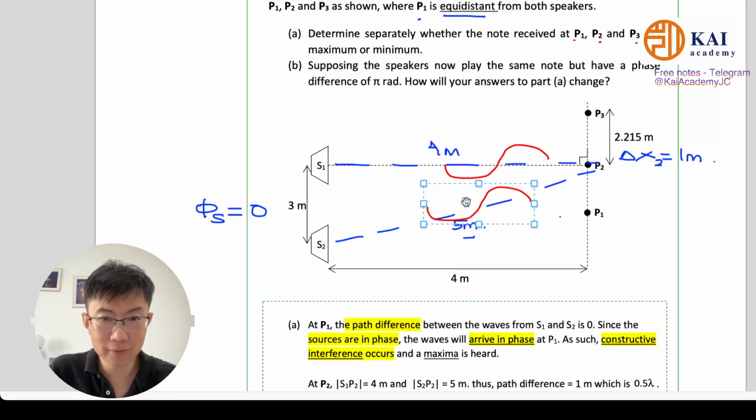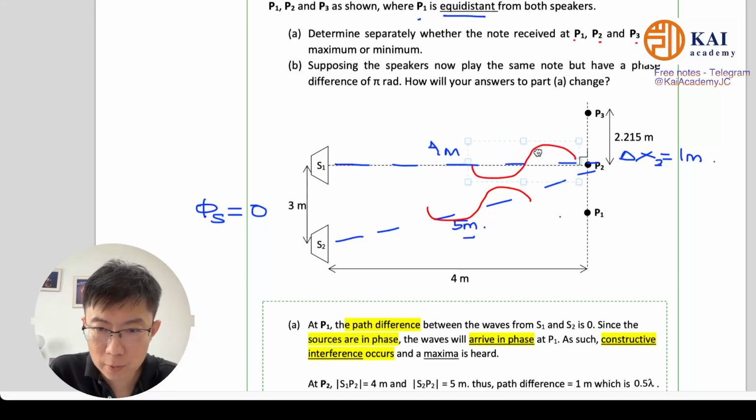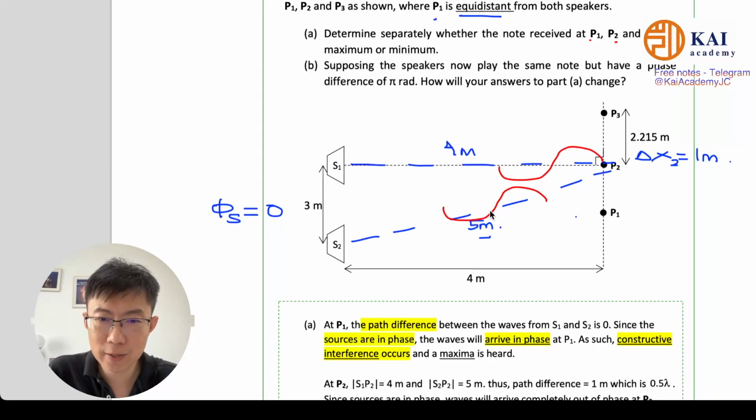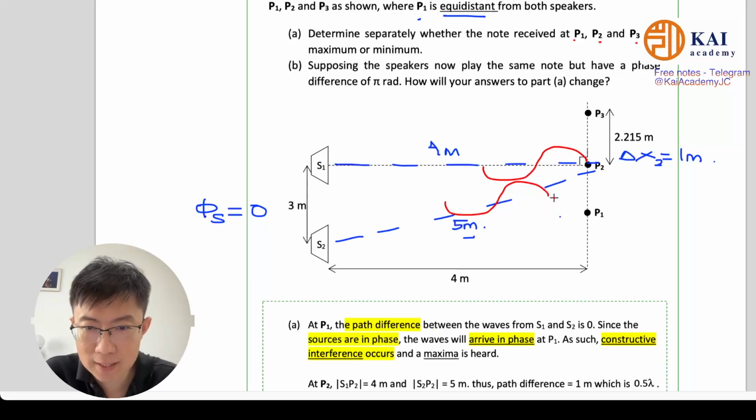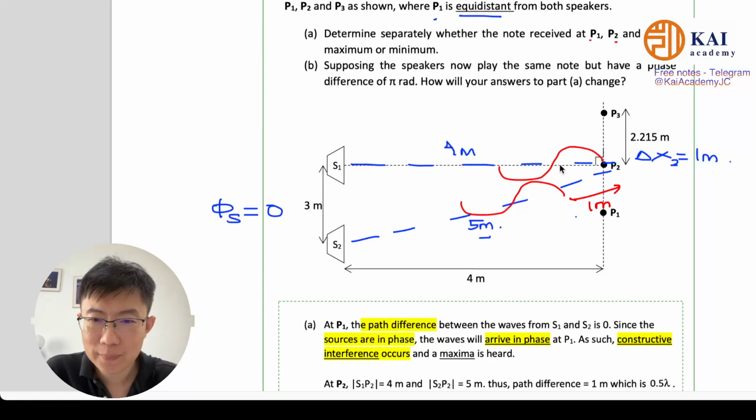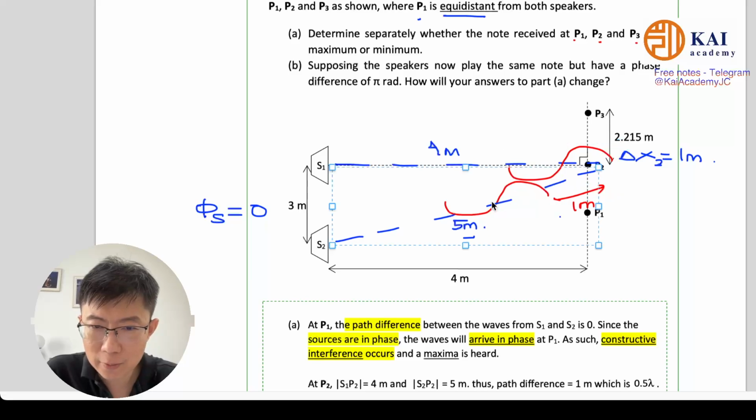But because of the difference in their path, the path difference, the wave from S1 will reach first. The wave from S2 will travel a distance of 4 meters. So currently it is 1 meter behind S1. If we play this out, as the wave from S1 continues, the wave from S2 continues as well.